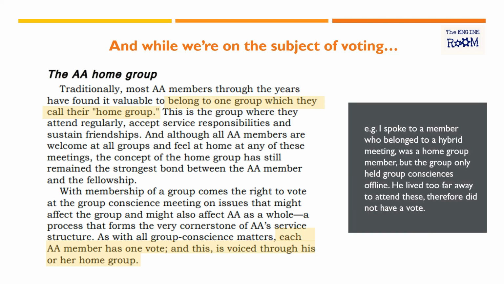I'll give you another example of this. I spoke to a member who belonged to a hybrid meeting. He was a home group member, but the group only held group conscience offline. So it was a face-to-face hybrid meeting, but their group consciences were never done with a computer set up in the room. Now, this member I spoke to lived too far away to attend these group consciences, yet he was a member of that group. Therefore, he didn't have a vote. And I felt that was something that was easily fixed. And I feel it's comfortable for me to share that because no doubt that has been redressed. I don't know. It's not my business.